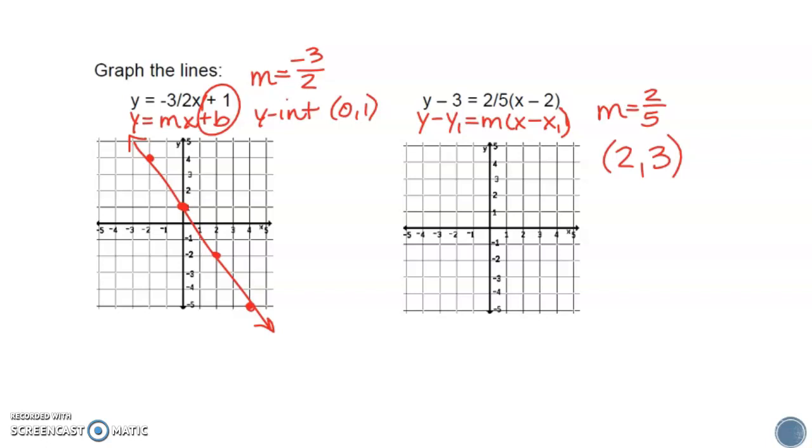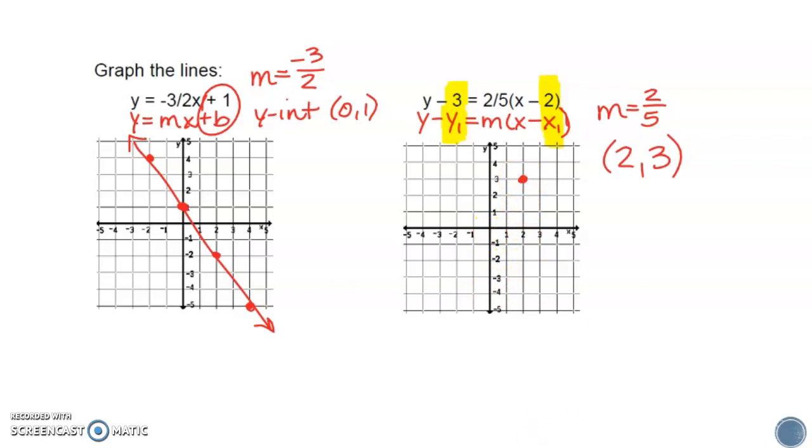And some people confuse the signs, but remember that the formula has y minus y1, so the y1 piece is actually 3. And it has x minus x1, which means that the x1 piece that's being subtracted is actually 2. So your point is 2, 3. So I'm going to graph my point, which is 2, 3, over 2, up 3.